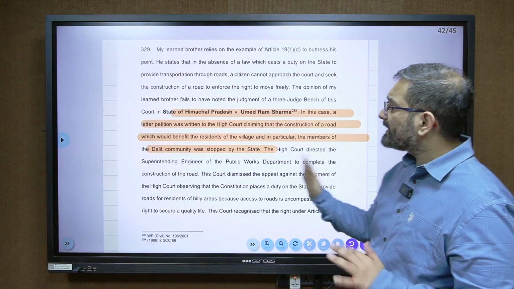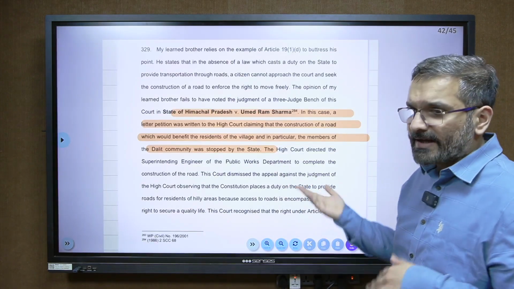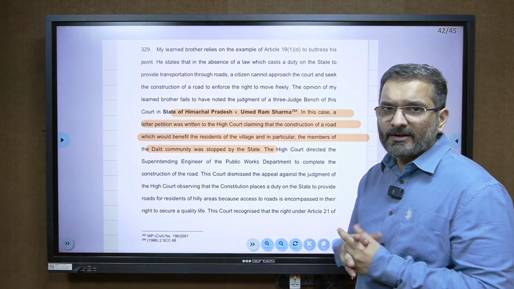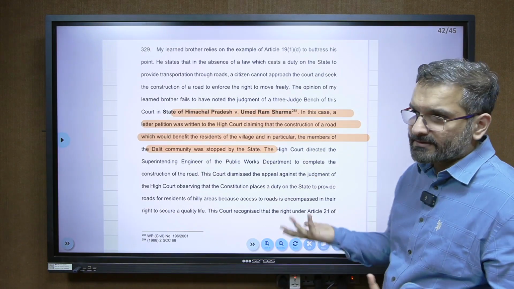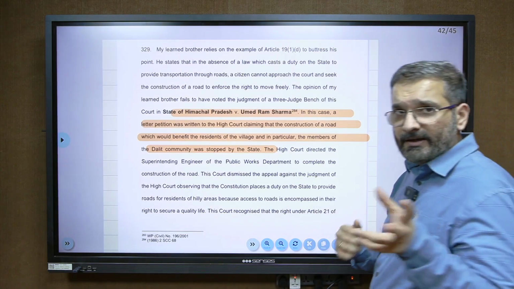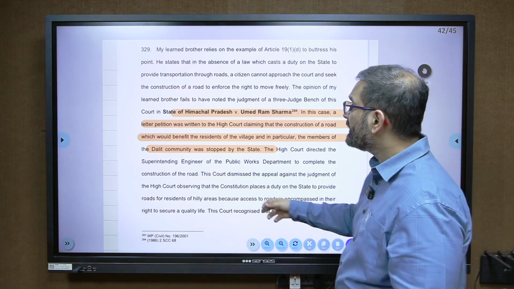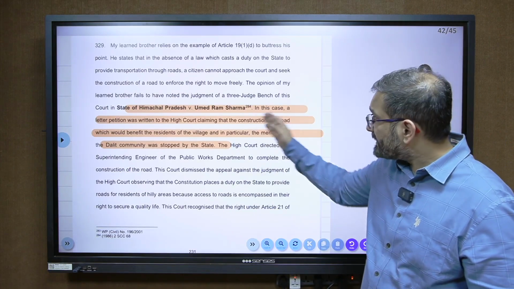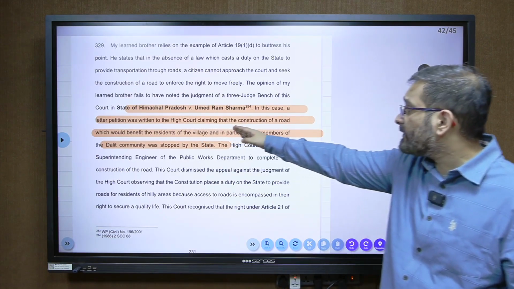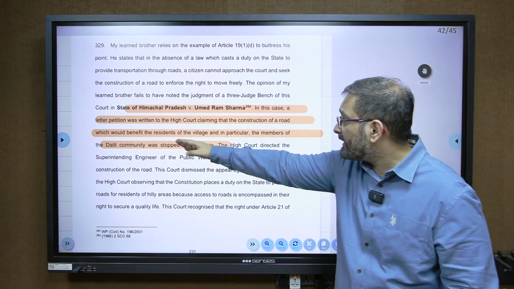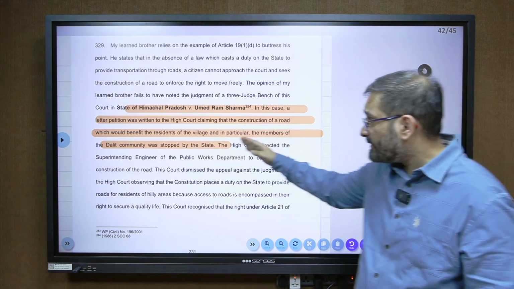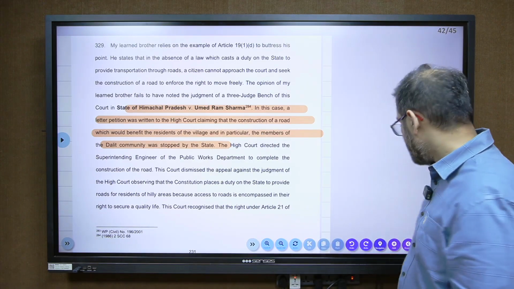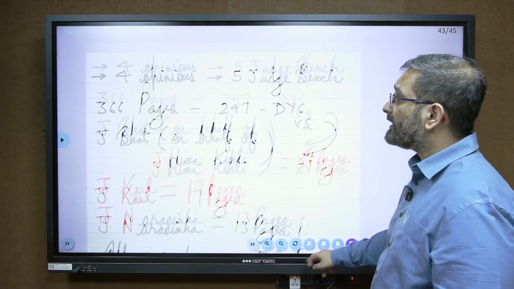So the CJI is giving examples कि भाई हमने तो not necessarily that we have responded only when the state has threatened. We have also responded when the state is just totally inactive about the rights that are unenumerated in Part 3. Then you have State of Himachal Pradesh versus Umed Ram Sharma. In this case, a letter petition was written to the High Court claiming the construction of a road which would benefit the residents of the village, in particular the members of the Dalit community, was stopped by the state. So इसके अंदर भी it was allowed, और ये Article 21 के अंदर उन्होंने allow किया होगा.